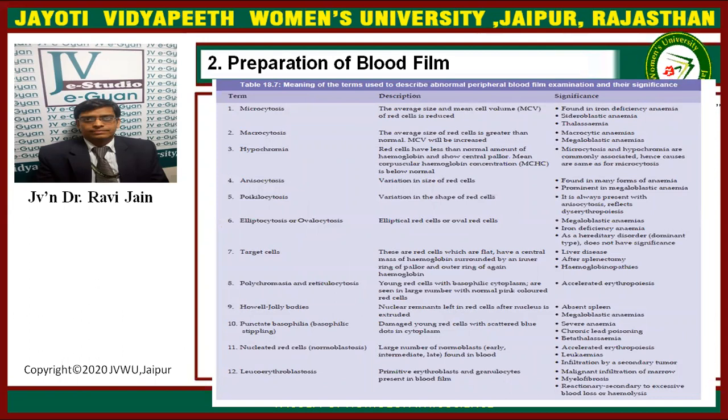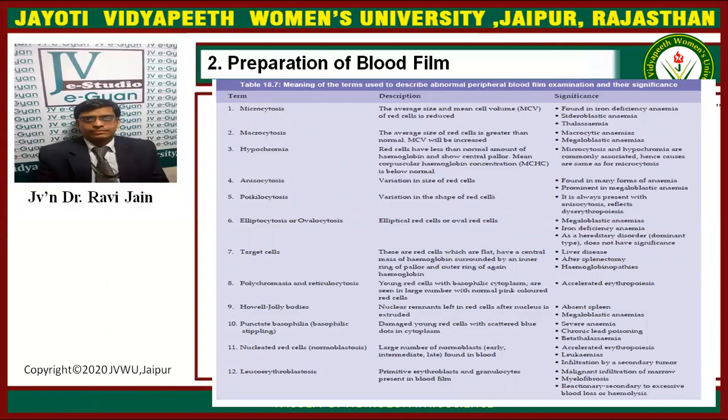You can see a lot of things in the peripheral blood film. You can get microcytosis, macrocytosis, hypochromia, anisocytosis, poikilocytosis, elliptocytosis, or ovalocytosis. You can get target cells, polychromasia, and reticulocytosis. You can check for Howell-Jolly bodies, punctate basophilia, nucleated red cells, or erythroblasts. The description is given below, and each has its own significance.